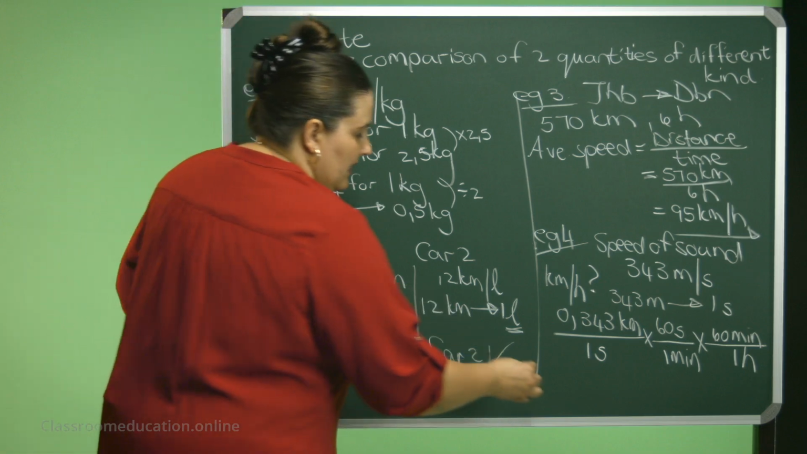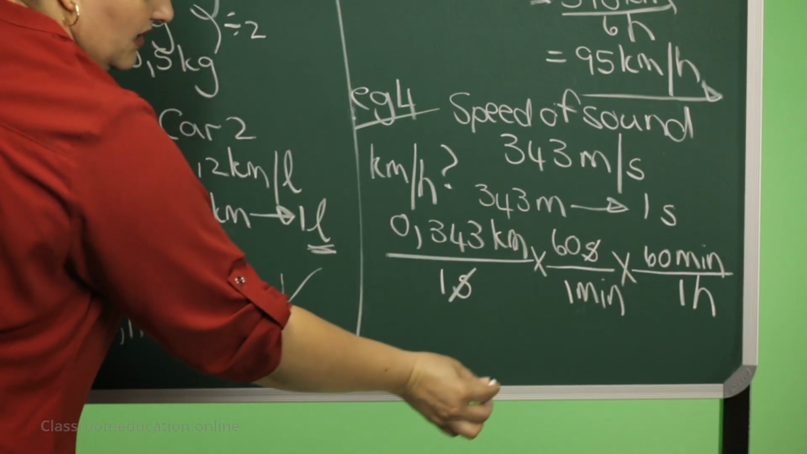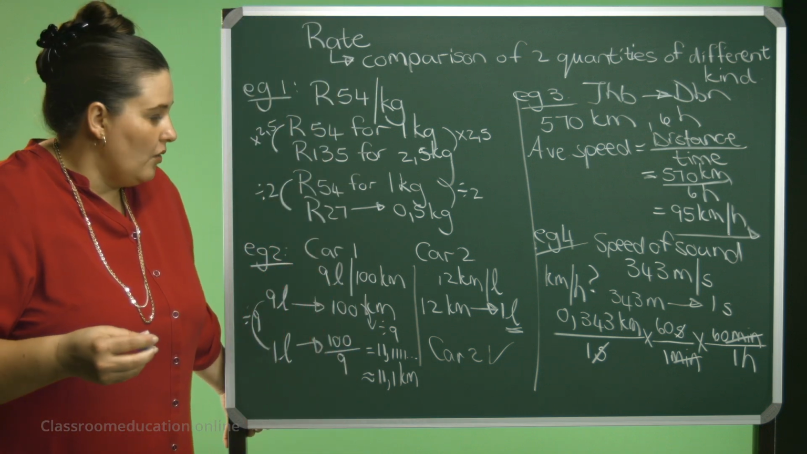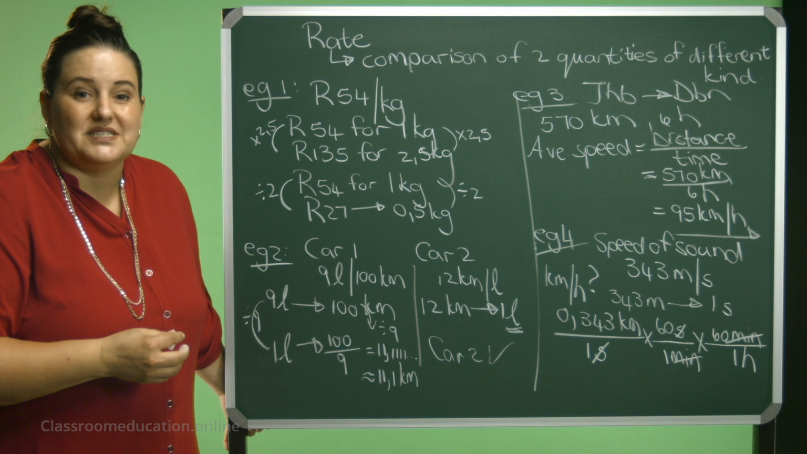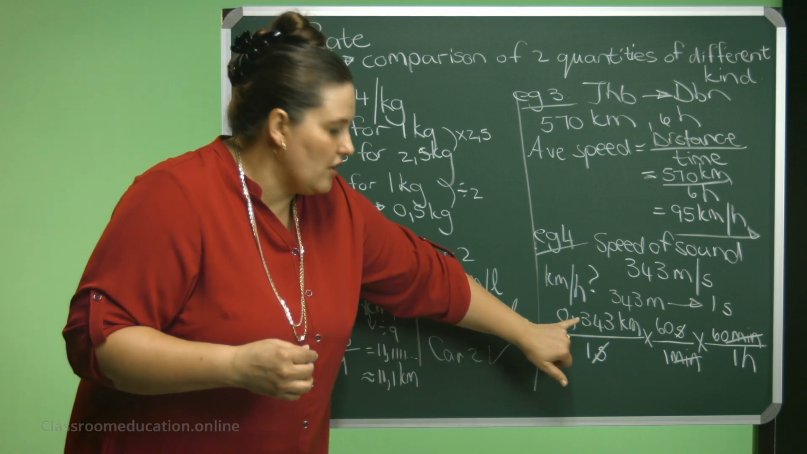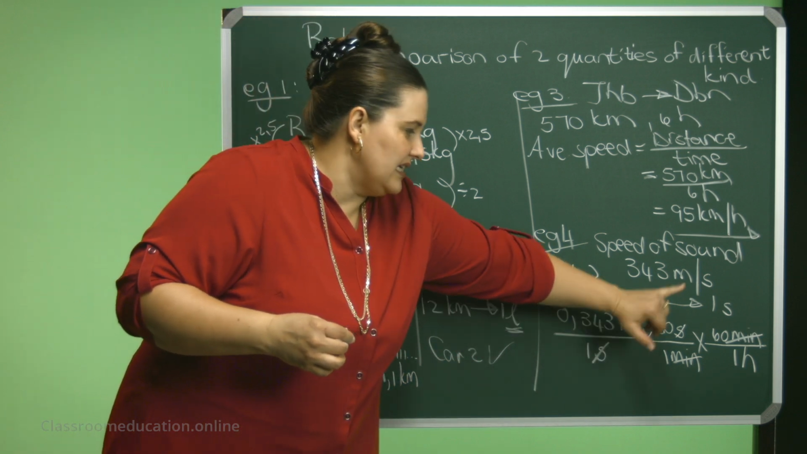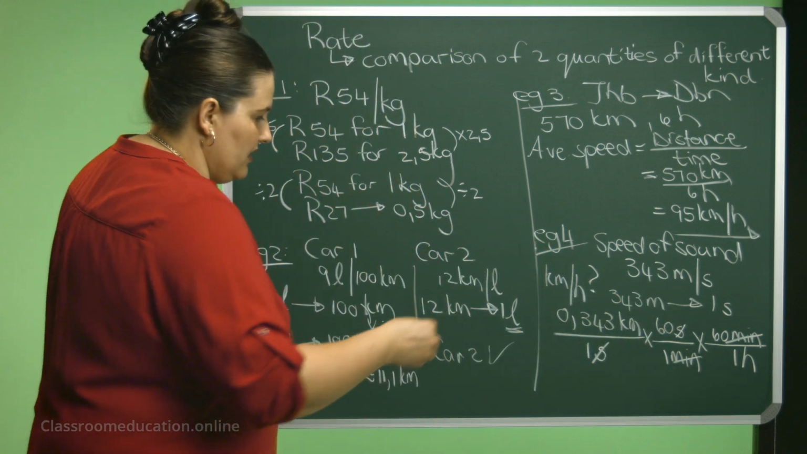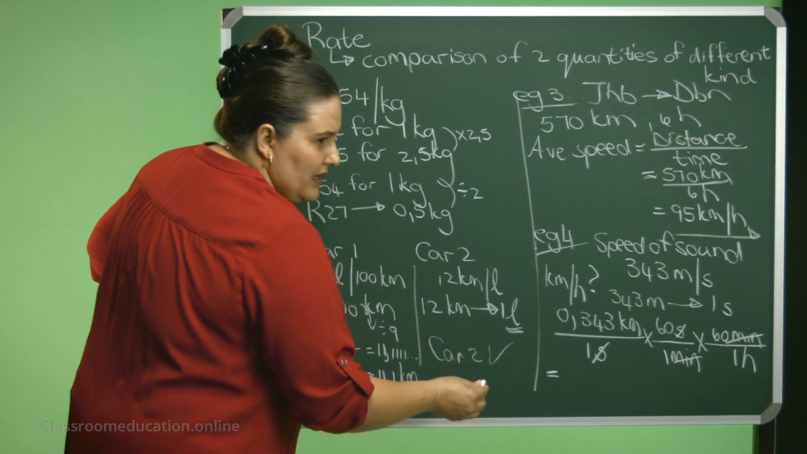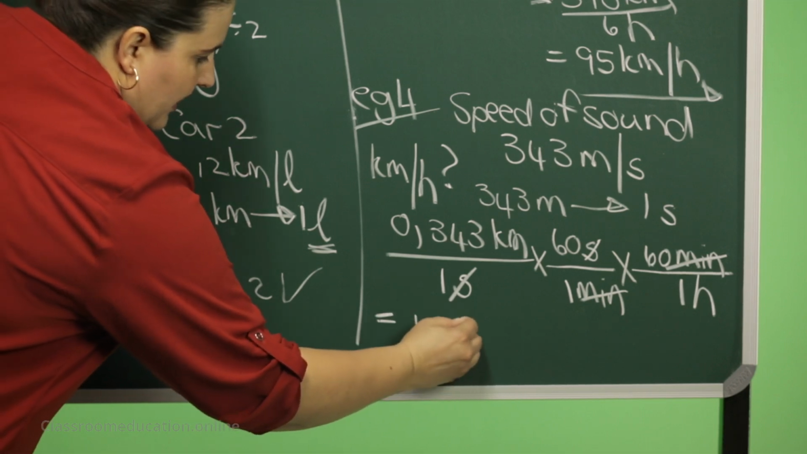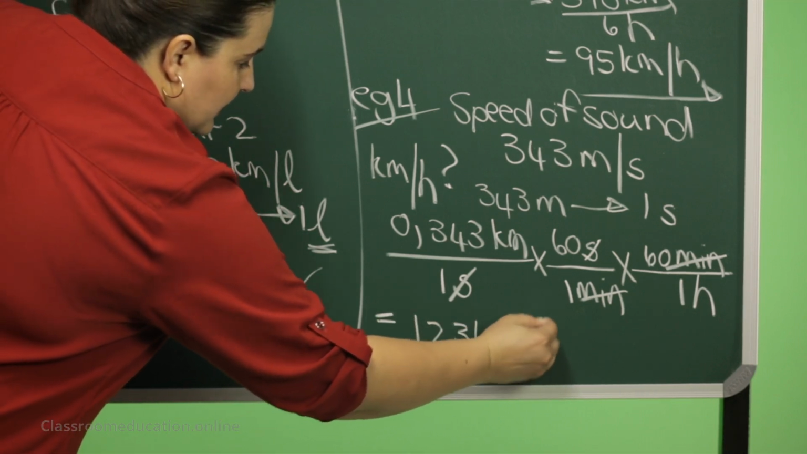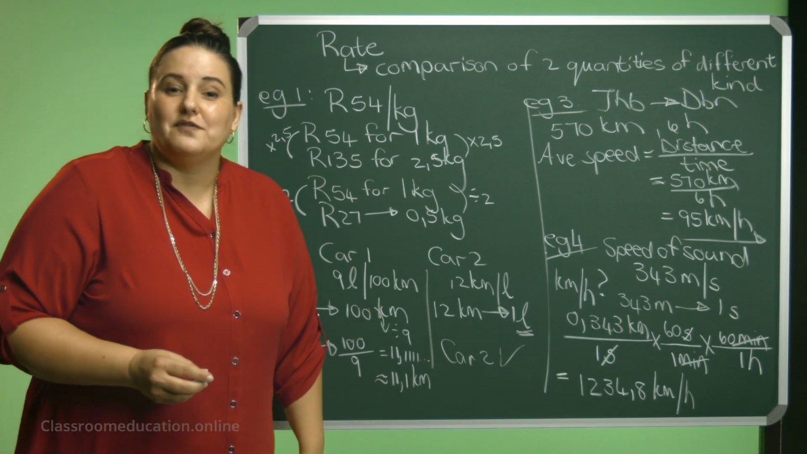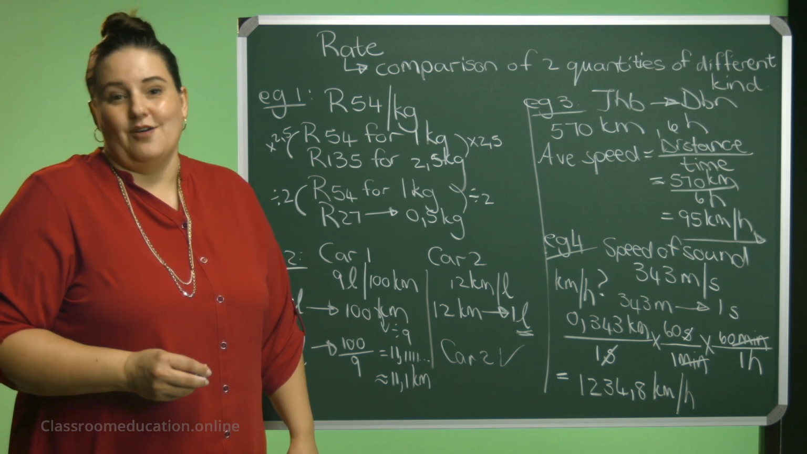Now have a look here. The unit of the seconds will cancel out. The minutes will cancel out. So if you would like to determine what is the speed of sound in terms of kilometers per hour, you can say 0,343 times 60 times 60, and that will give you an answer in kilometers per hour. So let's quickly work that out. Gives me 1,234,8 kilometers per hour. That is the speed of sound in terms of kilometers per hour.